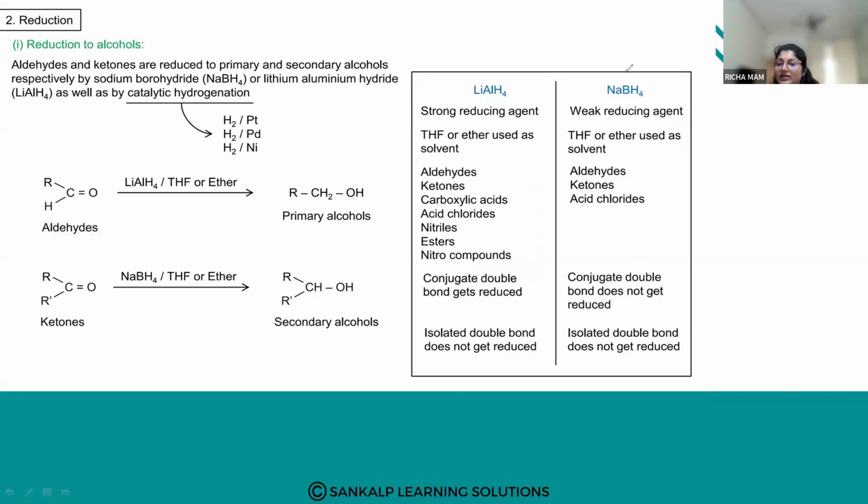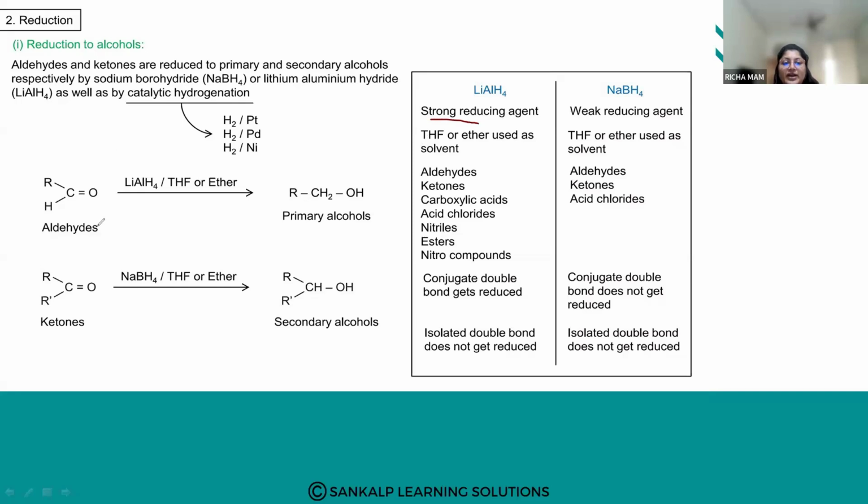With respect to sodium borohydride, when we make use of that, your isolated double bond does not get reduced. So these are the significance, or you can say the differences, based on which we are using the reducing agent. The role is the same. Both are reducing agents, but one is a strong reducing agent, the other is a weak reducing agent.